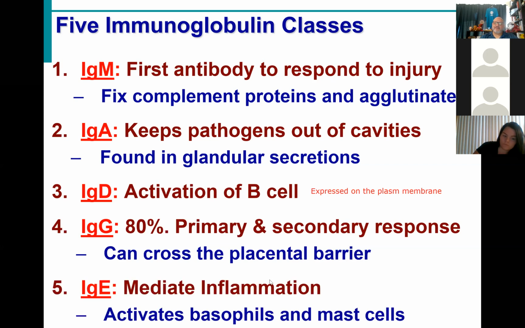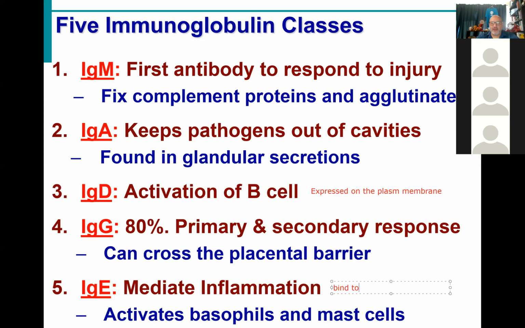And last, but definitely not least, is our immunoglobulin Es, IgEs. These are the ones that play an important role in mediating inflammation. Their job is to bind to our mast cells and bind to our basophils. And when it binds to those basophils and mast cells, and then that antigen is present, that causes the release of histamine. This is very important to stimulate that inflammatory response when we need that inflammatory response.